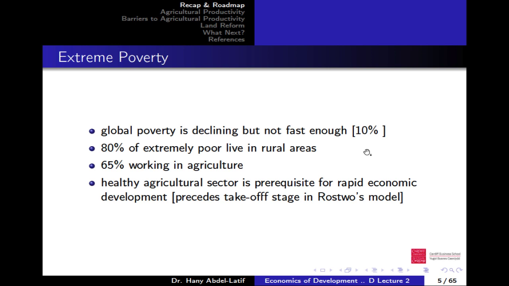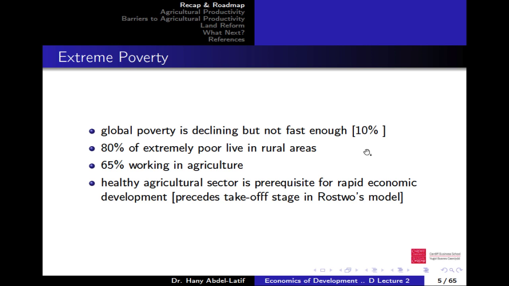We started with some motivation. I tried to explain why agriculture is important, so I tried to explain the context. The context we have here is global poverty. There are some efforts to combat global poverty, and poverty is already declining. I showed you one of the graphs that show how poverty has been declining from the 1980s till today, but still not fast enough, because we still have 10% of the world population living in extreme poverty. They live on less than $2 per day.